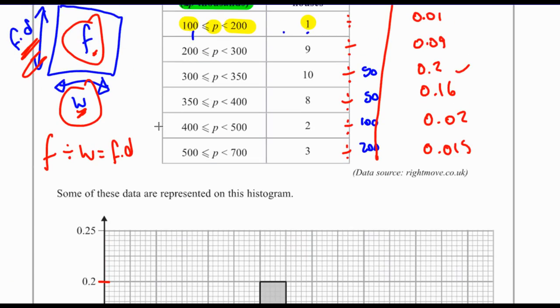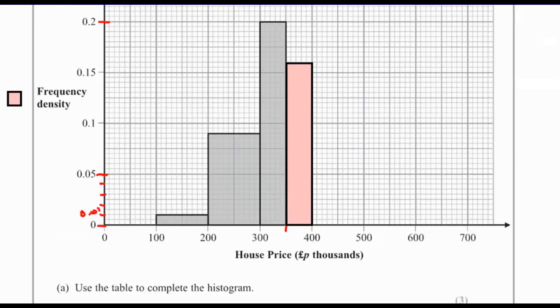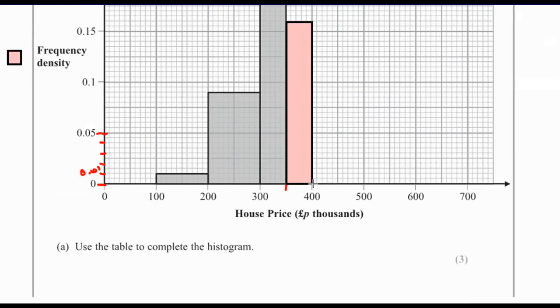Okay, next one we're going to do from 400 to 500. It's going to only go up to 0.02, not far at all. So that's 0.01, and that's 0.02.